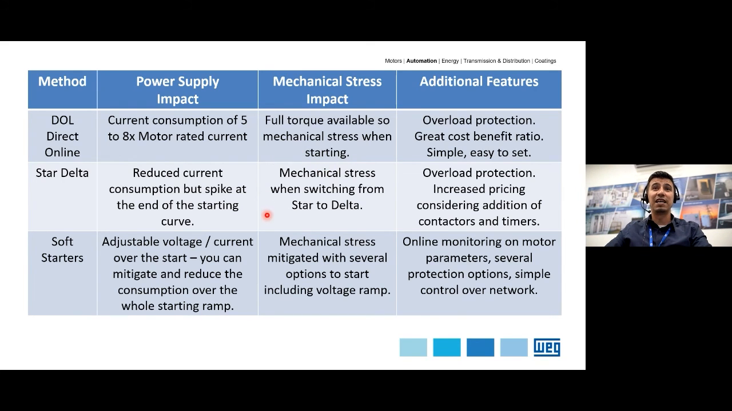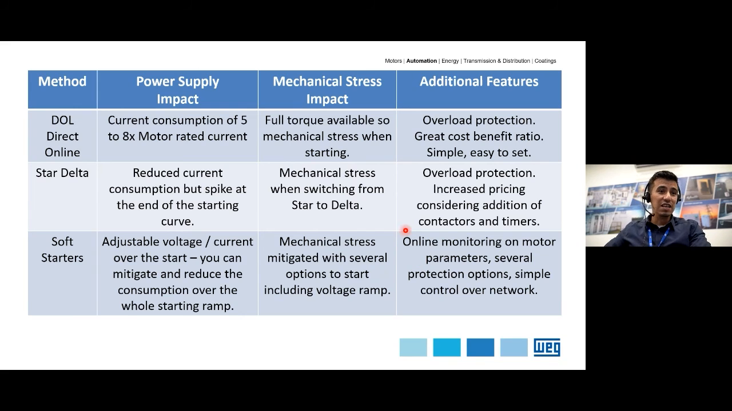And then we have the star delta, where we have mechanical stress only when switching from star to delta. It's a bit better than the GOL, because instead of getting that huge amount of accelerating torque available, you only have that when switching. And then we have the soft starter, where the mechanical stress is mitigated with several options to start your motor as your demand is or as you need.